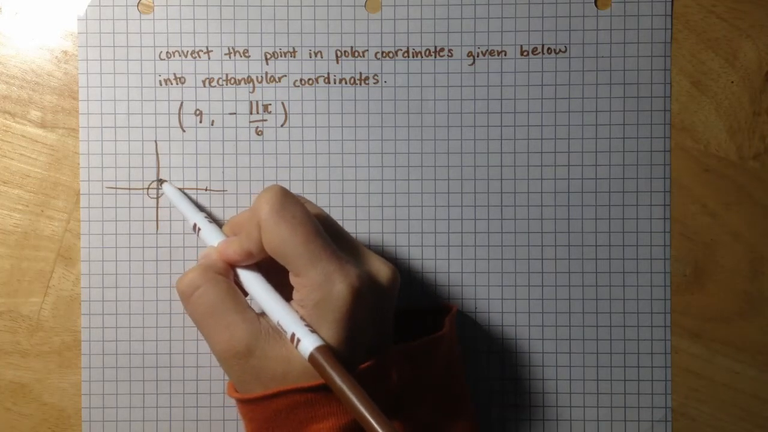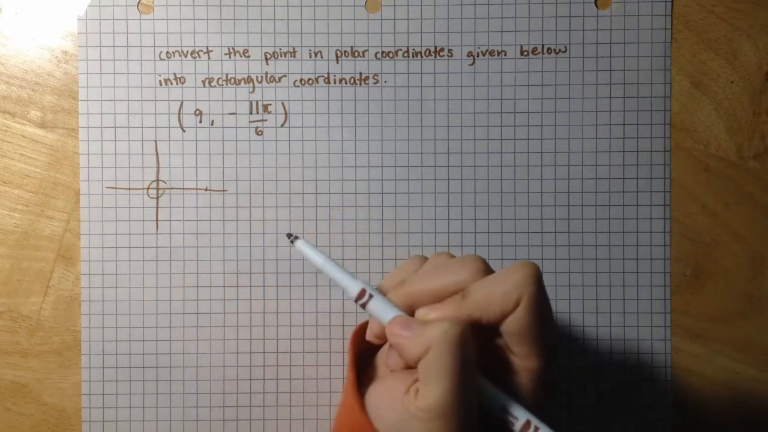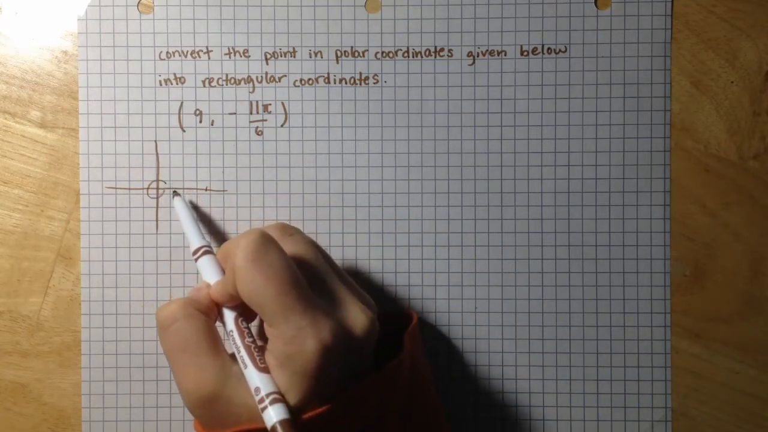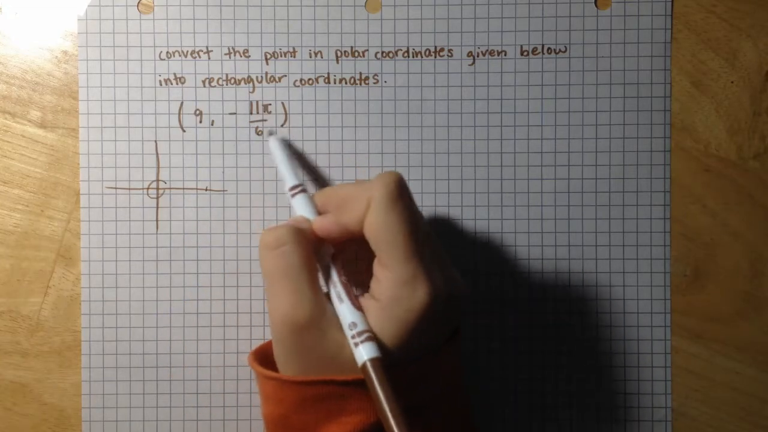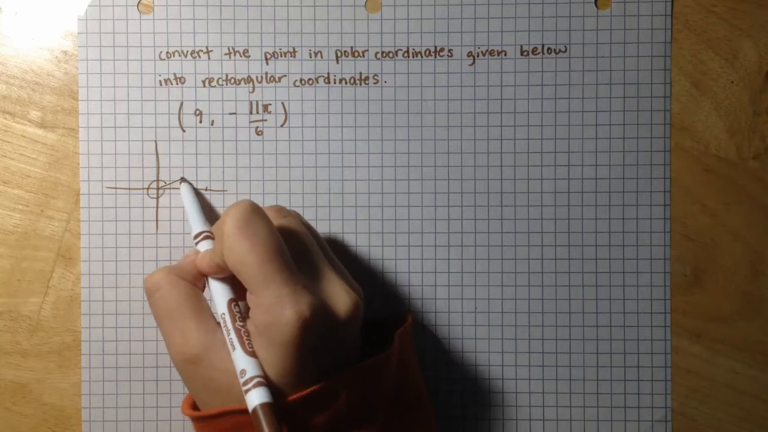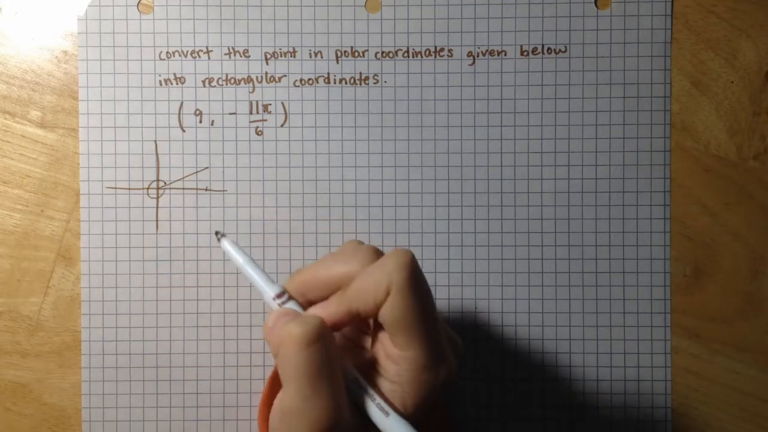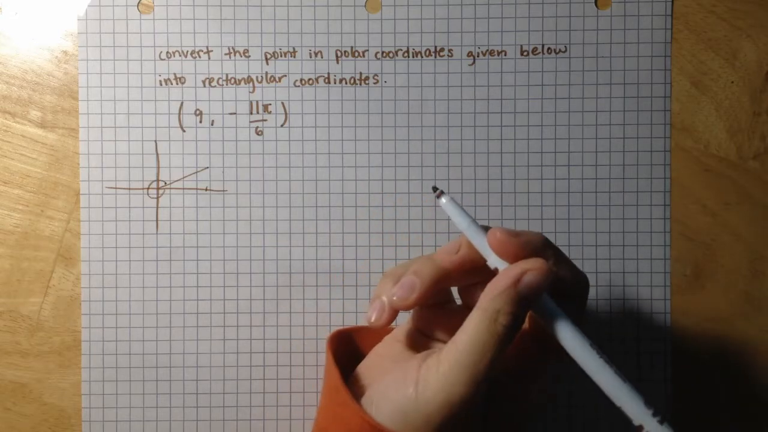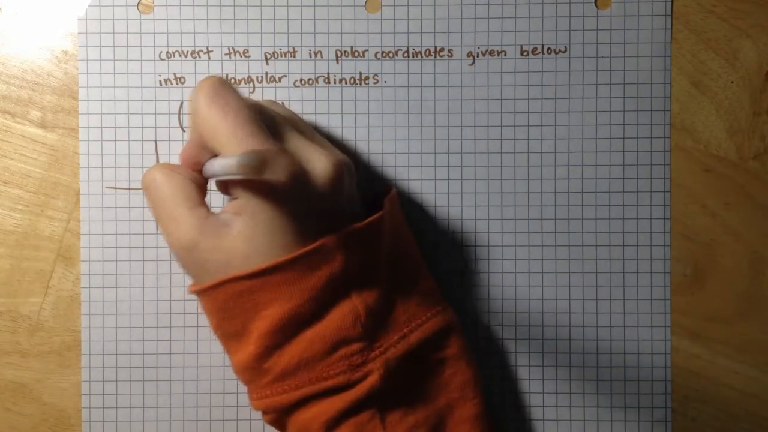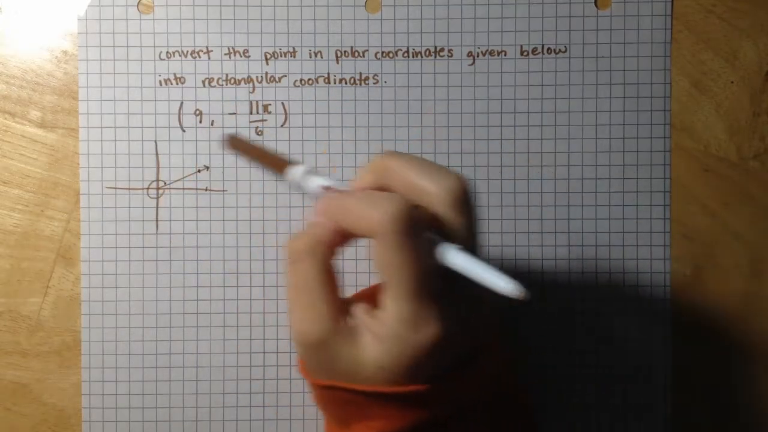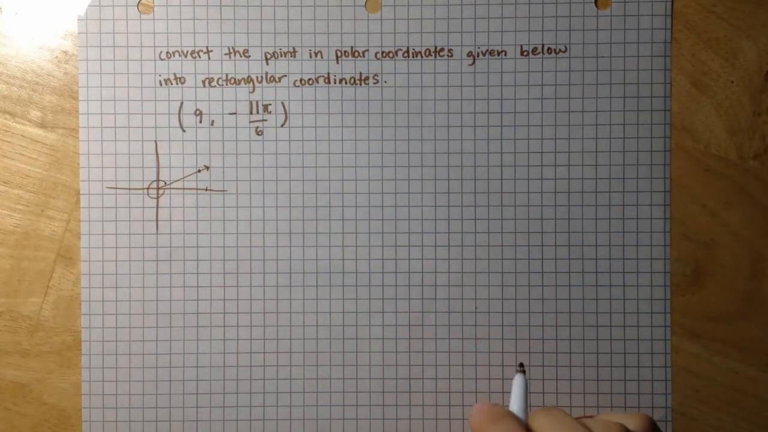and we would land somewhere in the first quadrant. And you can actually calculate this and get that negative 11π/6 is coterminal with π/6, which is 30 degrees, the 30-degree angle in the first quadrant. So this is a rough sketch of this coordinate pair.